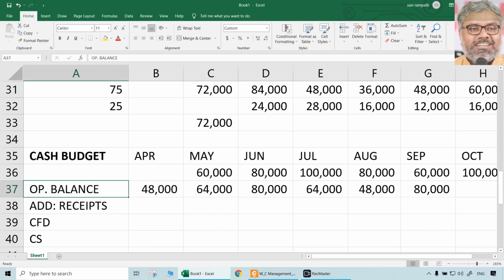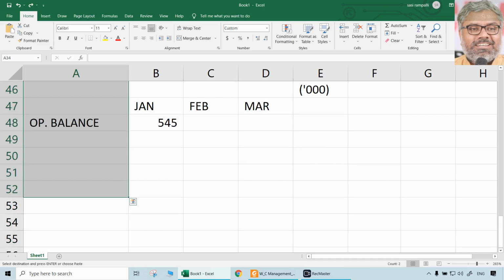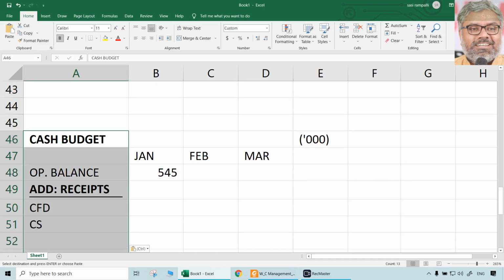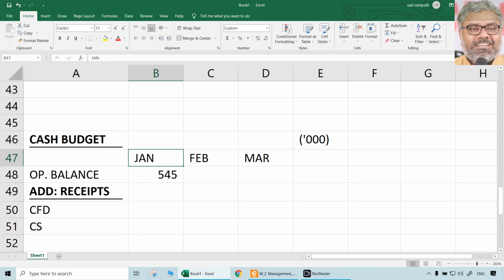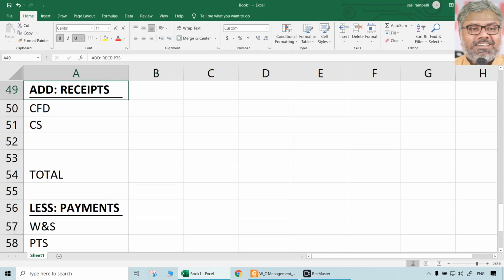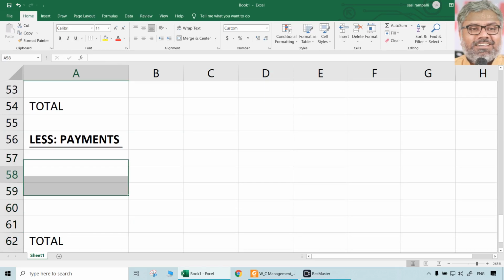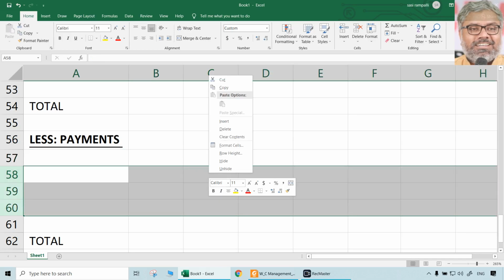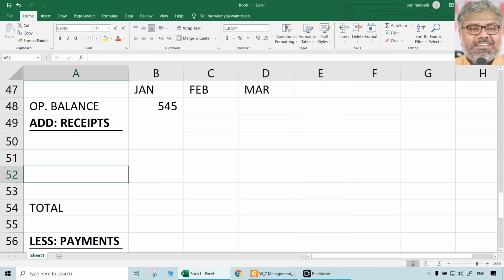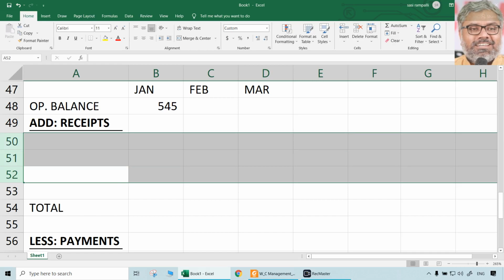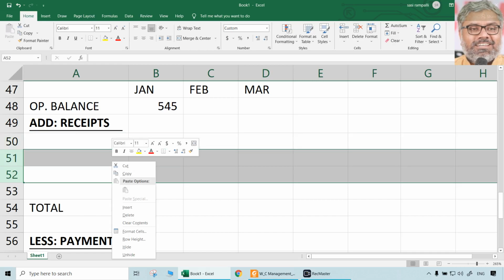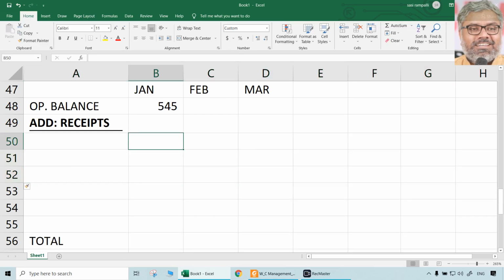Cash budget, January, February, March. Opening balance we have already taken, 545. Add receipts, whatever they are. Whatever receipts and payments come, as they come, we have to take. So there are naturally many items here, so let us take them one by one.